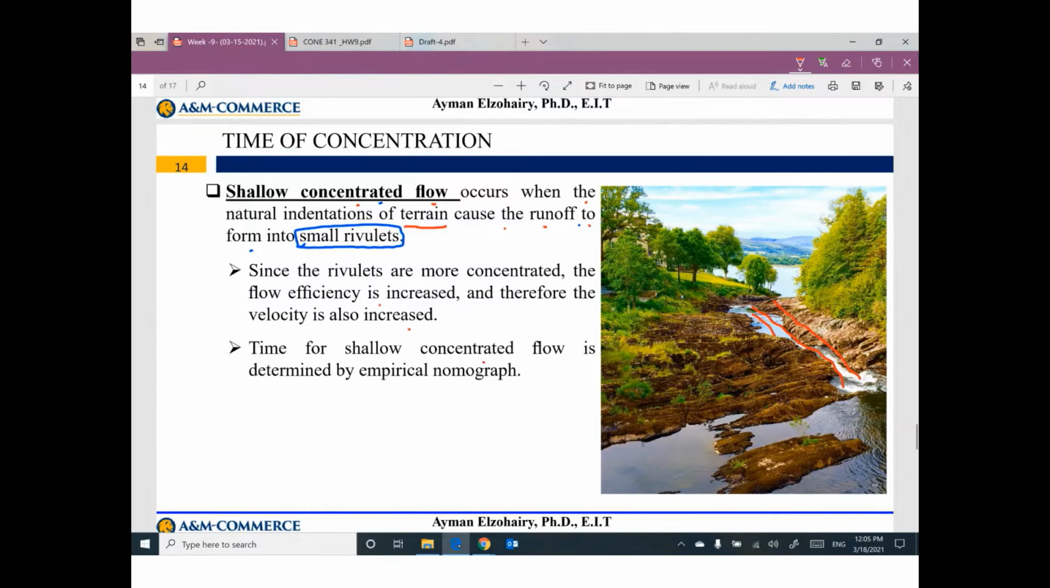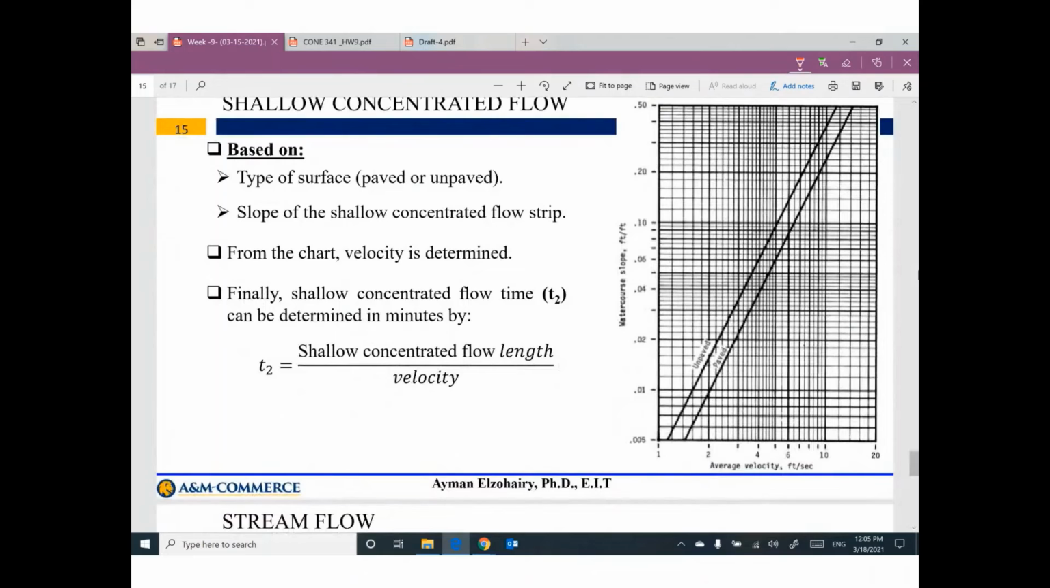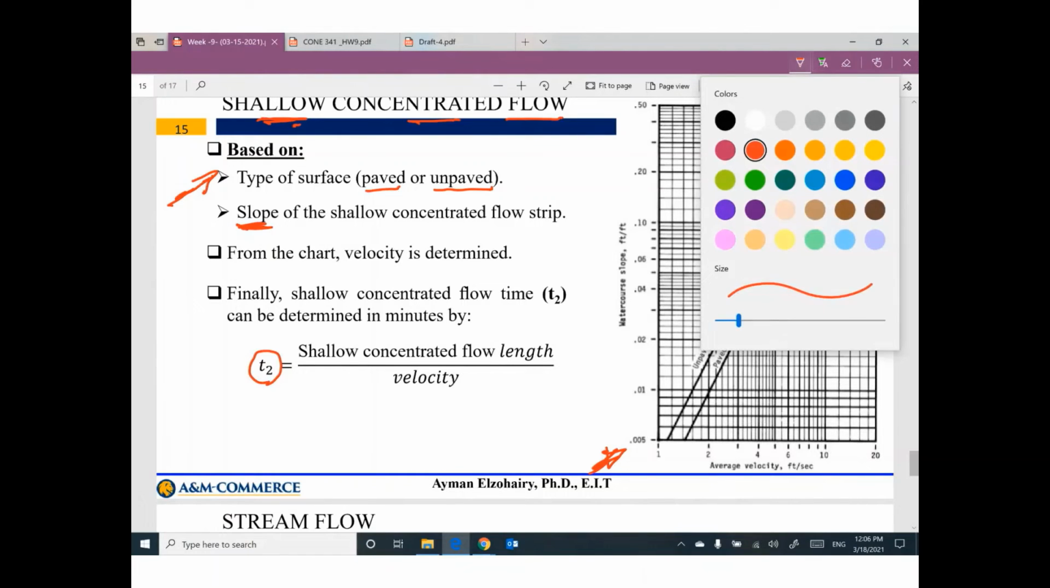Time of shallow concentrated flow is determined by an empirical nomograph, which is this one. We have another chart. This chart will help us figure out the time T2. T2 is the time needed for this type of flow, shallow concentrated flow. Based on the surface type, we have only two types here, paved or unpaved. If your surface is grass or soil, we are in the unpaved case. If you have an asphalt layer, we are in the paved surface. And what is the slope of the ground surface?